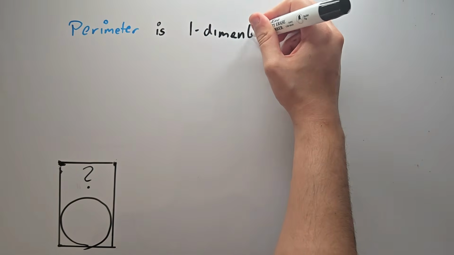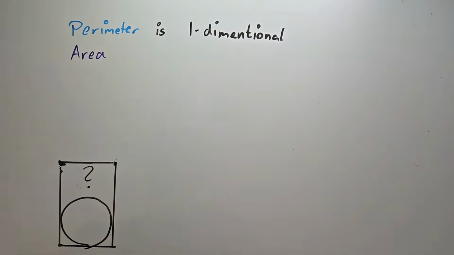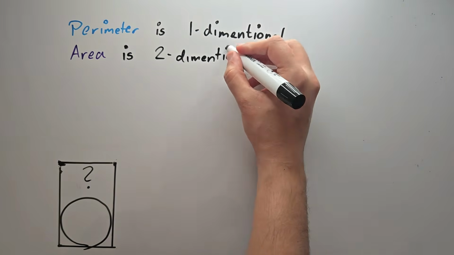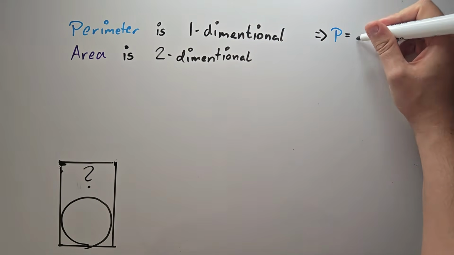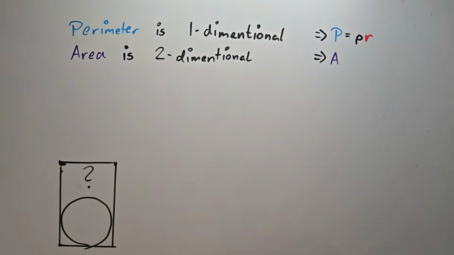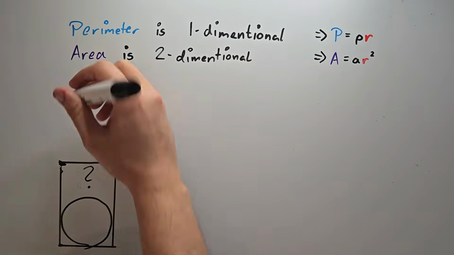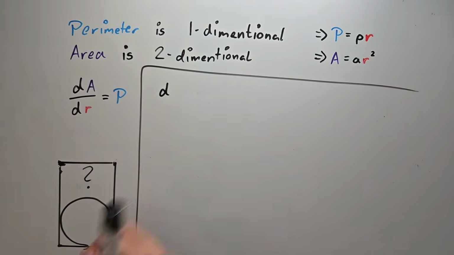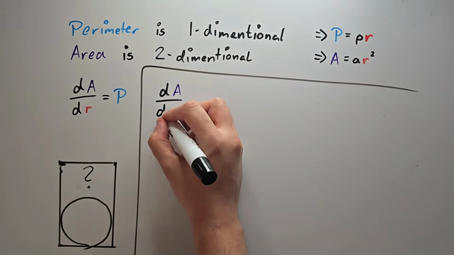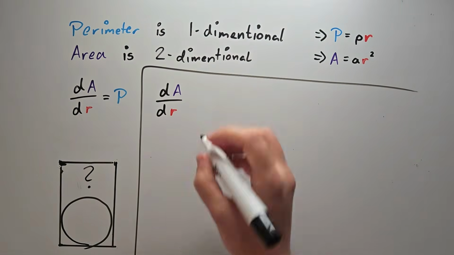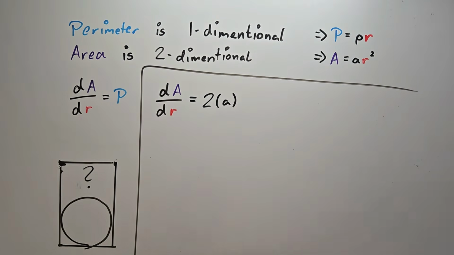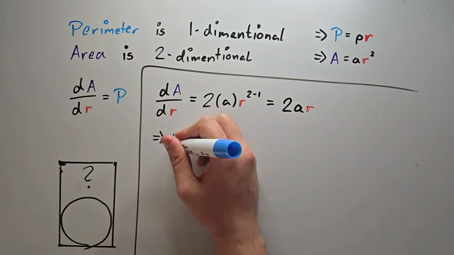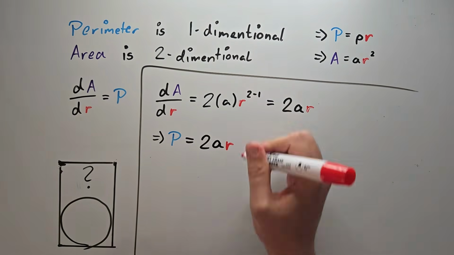For all 2D shapes, the perimeter is a one-dimensional measurement, and its area is a two-dimensional measurement. Therefore, the perimeter is proportional to the radius, and the area is proportional to the radius squared. We'll use little p and little a as the proportionality constants. Applying the derivative power rule to the area formula we have here, we see that the derivative of the area with respect to r is equal to 2 times a times r to the power of 2 minus 1, which is 2ar. And by our definition of radius, p is also equal to 2ar.